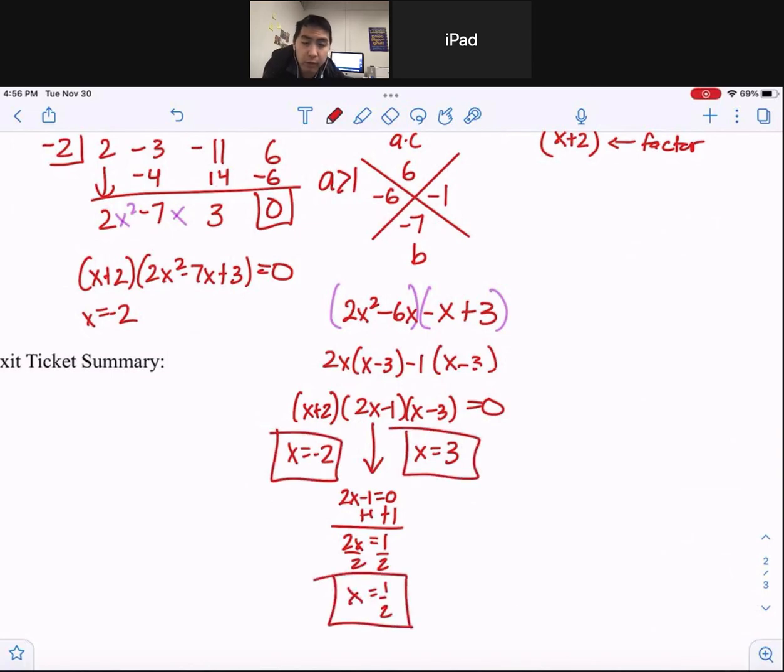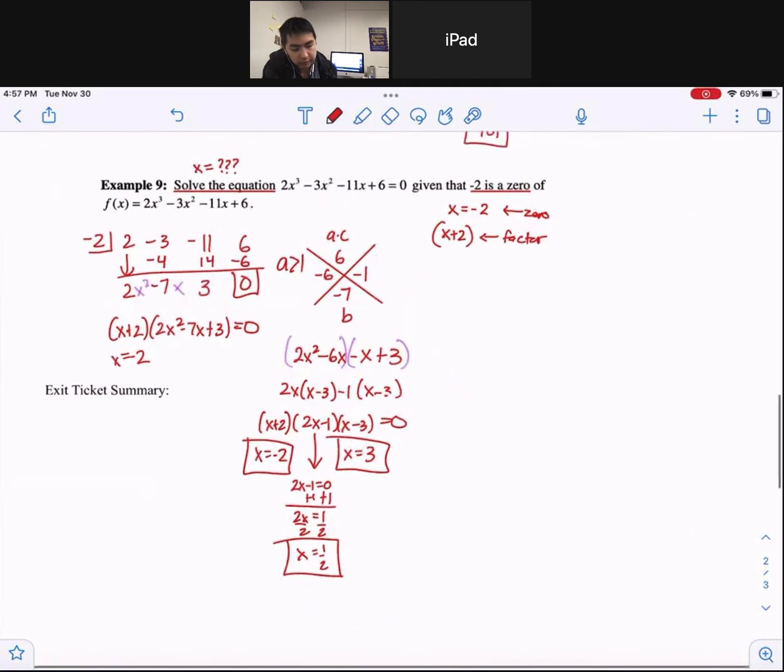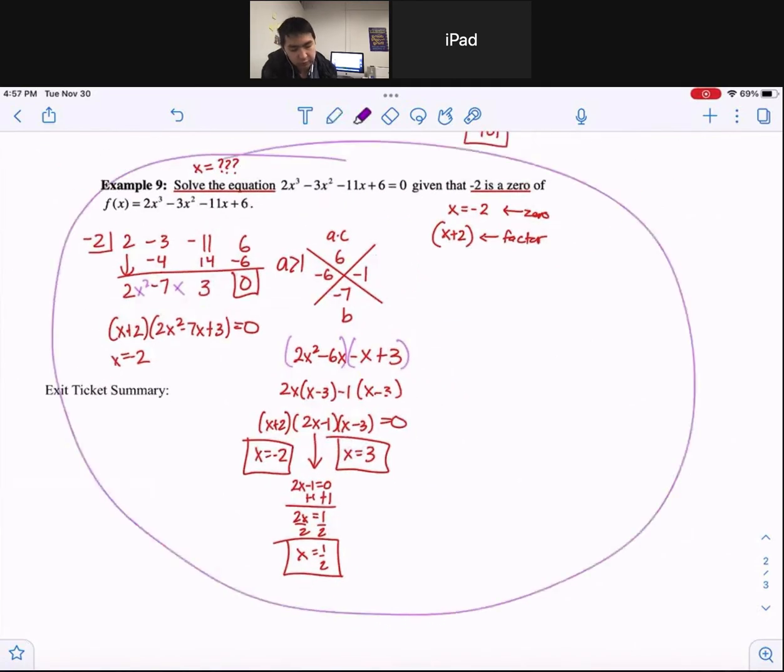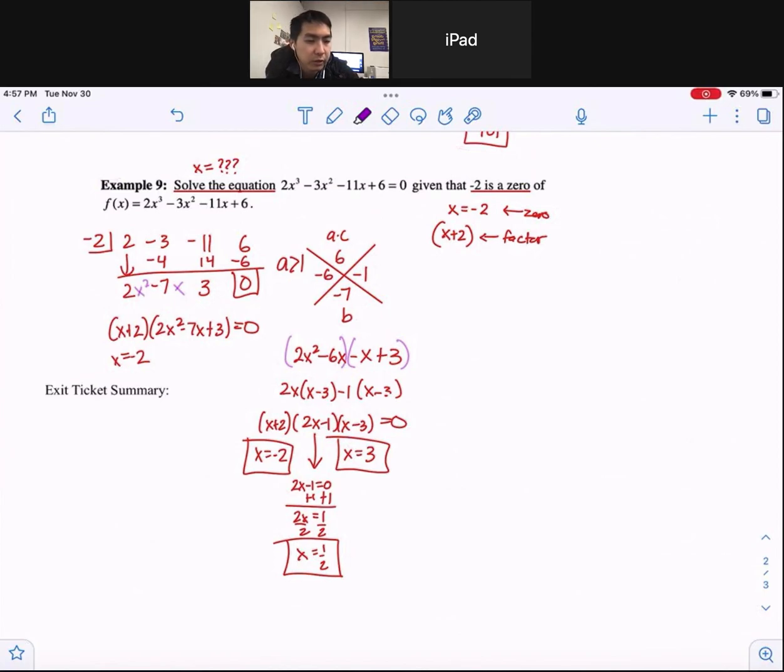Something that we'll definitely practice, but strap in your buckles because this is where we're heading, especially when I expose you to rational root theorem, okay? So digest this, do the best you can, and we'll do a good amount of practice on this so that you get a better feel for it, okay?